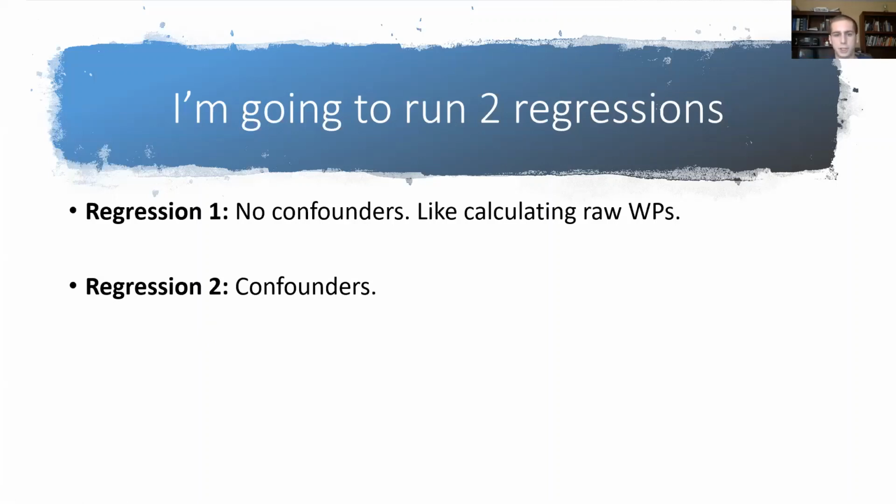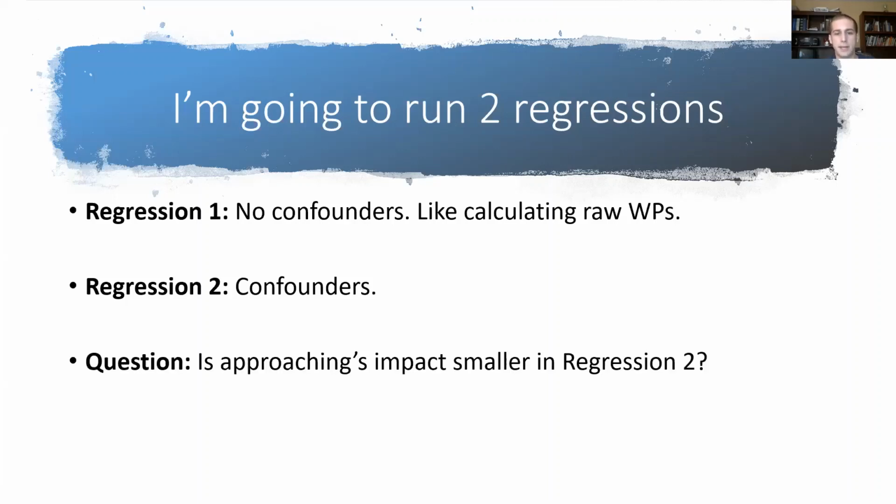The second regression for each player is going to be the one with the confounders. So we're going to throw short, centered, and floated in there. And what's going to happen is we're going to try to figure out, is approaching the net's impact going to be smaller in regression 2? Because regression 2 is accounting for the phenomenon that these confounders could be deceptively inflating raw win probabilities.